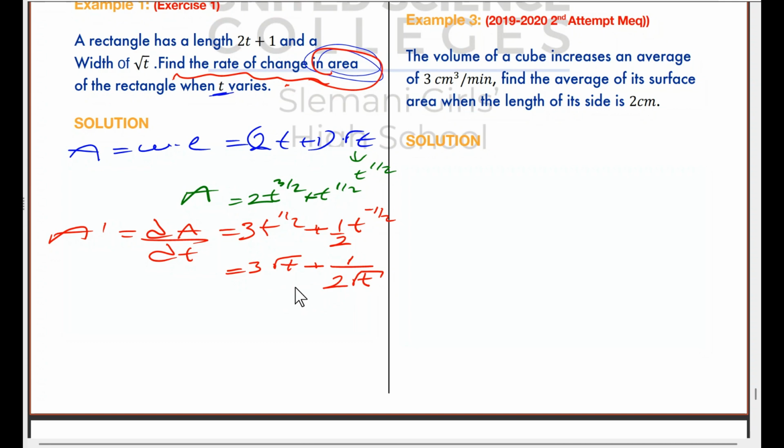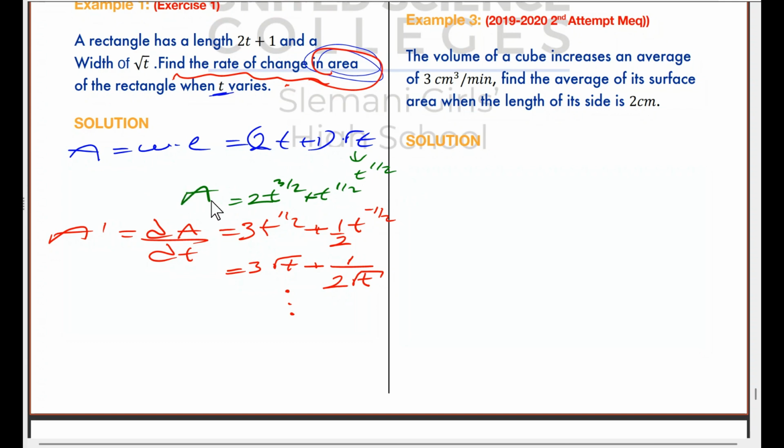In this case, it becomes 6t plus 1 over 2 square root of t. So the final answer depends on the options in the question. Okay, so this is not the only way. Of course, we don't have to rewrite it. We can apply the product rule to find the derivative here. It's all up to you, whatever suits you. You either use the power rule or apply the product rule.